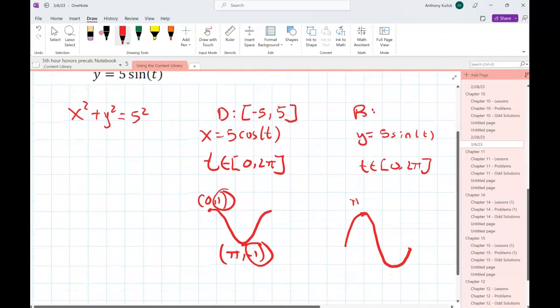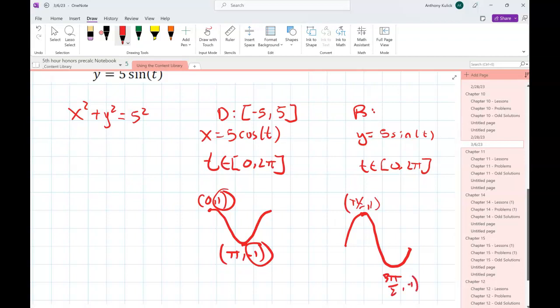Where this is like pi over 2, 1. This is like 3 pi over 2, negative 1. So the same thing is happening. The smallest value we can have is negative 1, and so we have negative 1 times 5. And the biggest value you have is positive 1, 5 times positive 1. So there's our domain and range. Does that feel okay? Yeah.